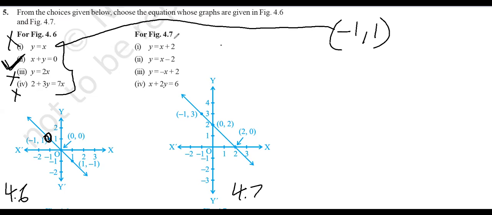Now, for figure 4.7, how many points can I see? I can see -1 and 3, I can see the point 0, 2, and I can see the point 2, 0. These 3 points you substitute in all the equations and check whether they are satisfying or not. Do that yourself and send me the photo now.